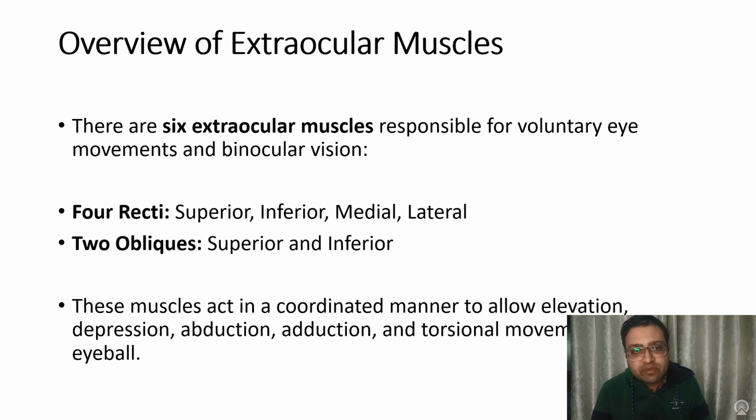Coming on to the overview of extraocular muscles, there are six extraocular muscles responsible for the voluntary eye movements and binocular vision. There are four rectus, superior, inferior, medial, lateral rectus, and two obliques, superior and inferior obliques. These muscles act in a coordinated manner to allow various movements of the eye, which include elevation, depression, abduction, adduction, and torsional movement of the eyeball.